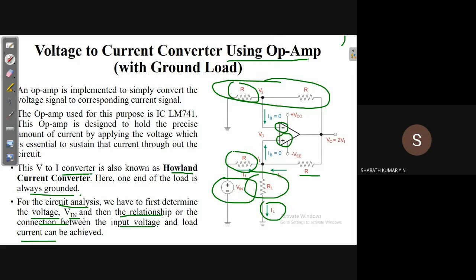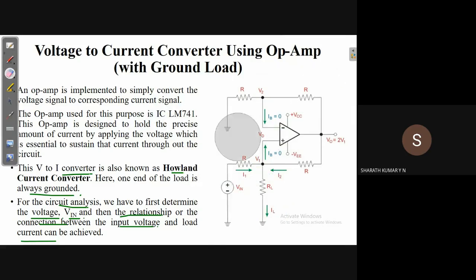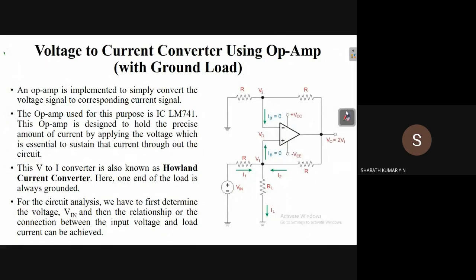Thereby, whatever input voltage we apply, an equivalent current will flow through the load resistance. That can be measured using a current sensing device. So that means we are converting the input voltage to current. Thereby, voltage to current conversion is achieved.